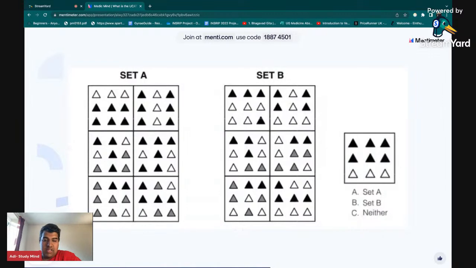So this is a question. Let's try to do this question together. Take a picture of it, or you can't memorize it. Take a picture of it, or if you have it on your tab or something, just hold it there, and then we'll do a question in the next slide.